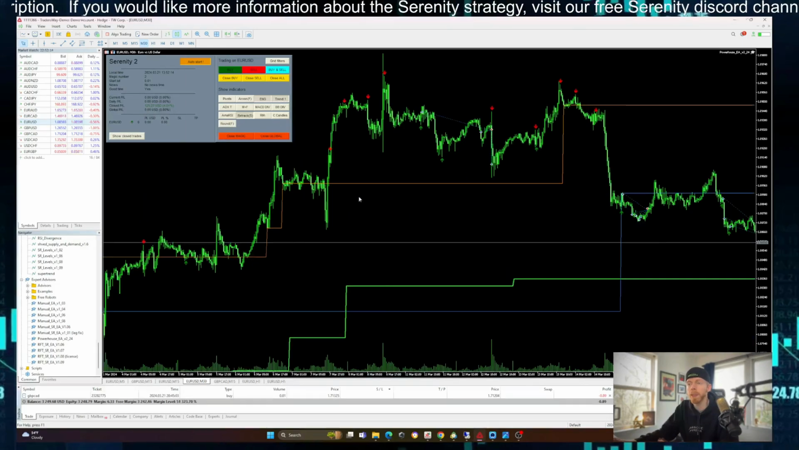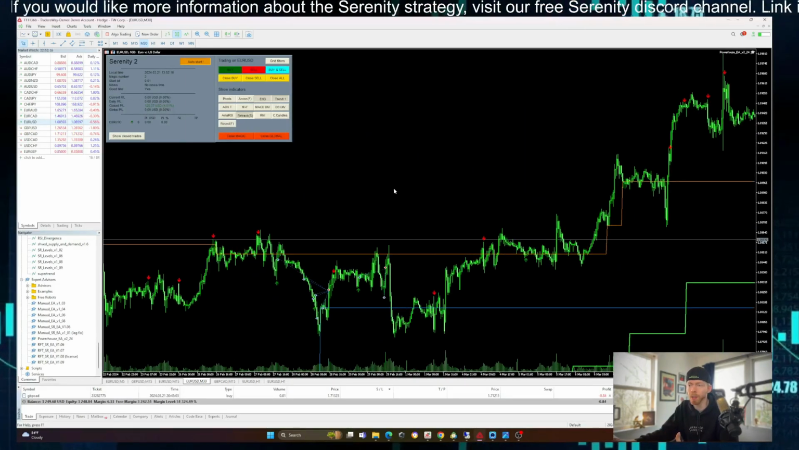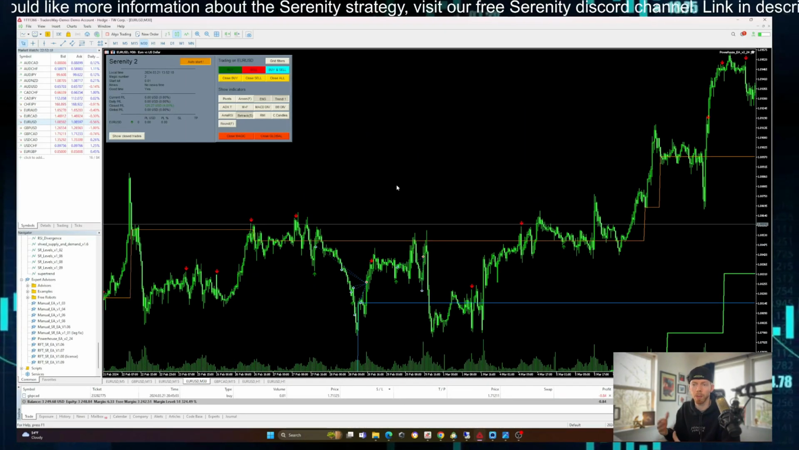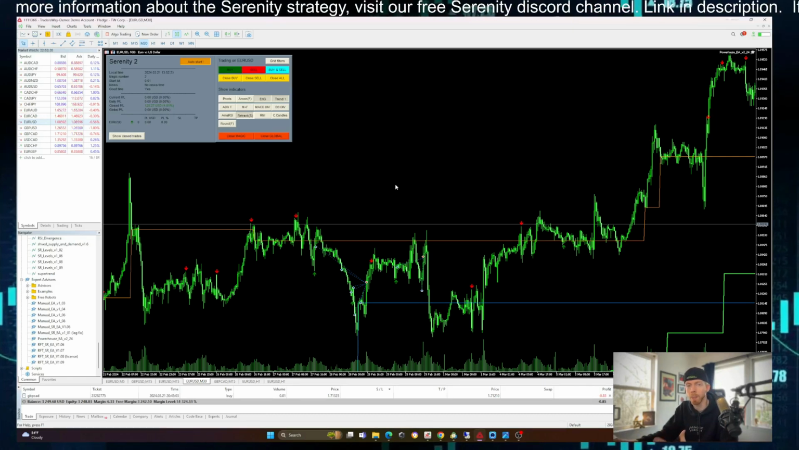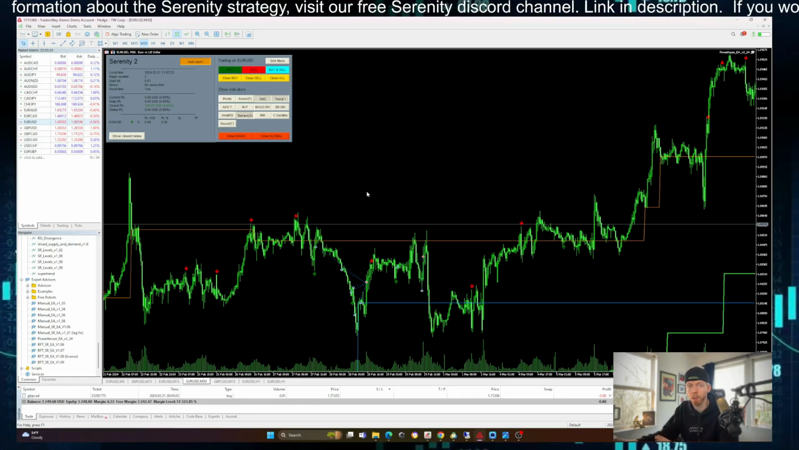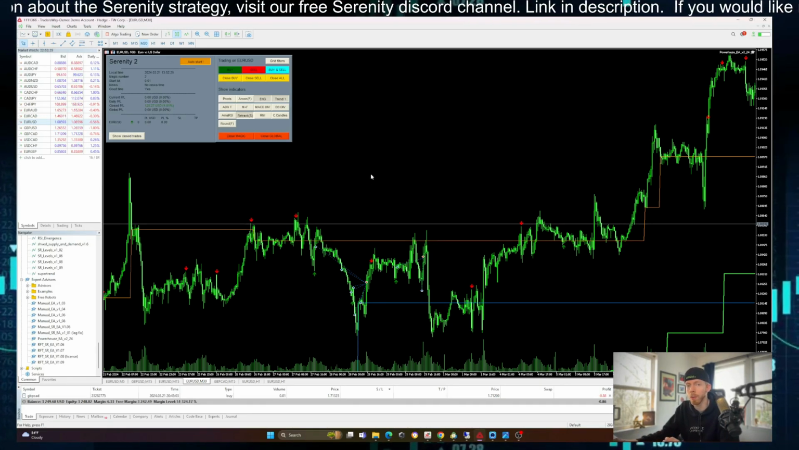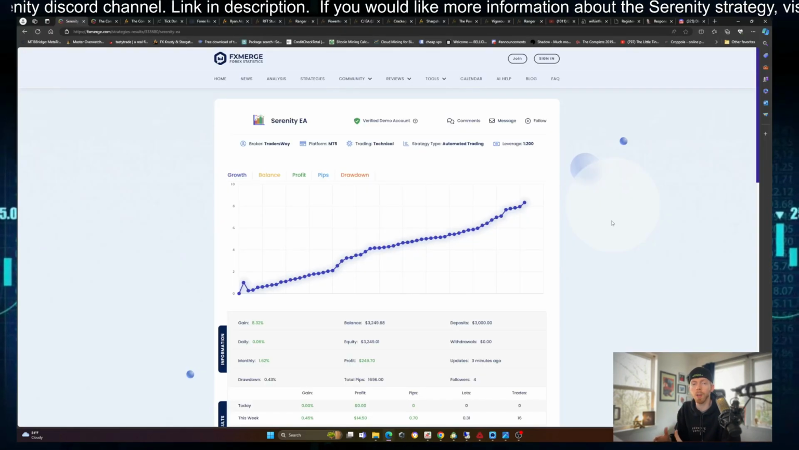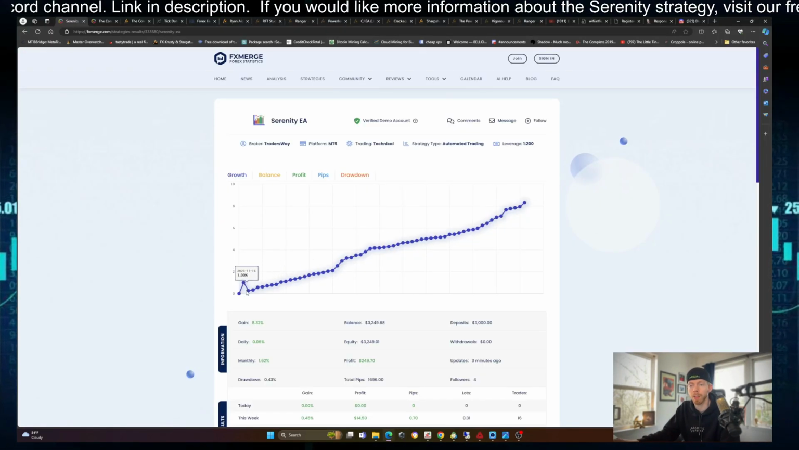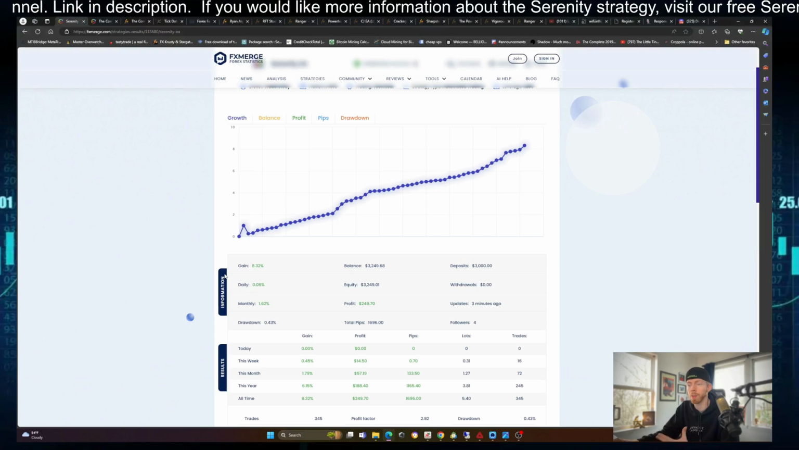All right, so this is the Serenity 1 and Serenity 2. Looking for trades with a strong trend and able to capitalize on that with low drawdown over almost 20-year backtest. And it's been showing really strong results since November of last year and looking for 2% gain with just the default settings.